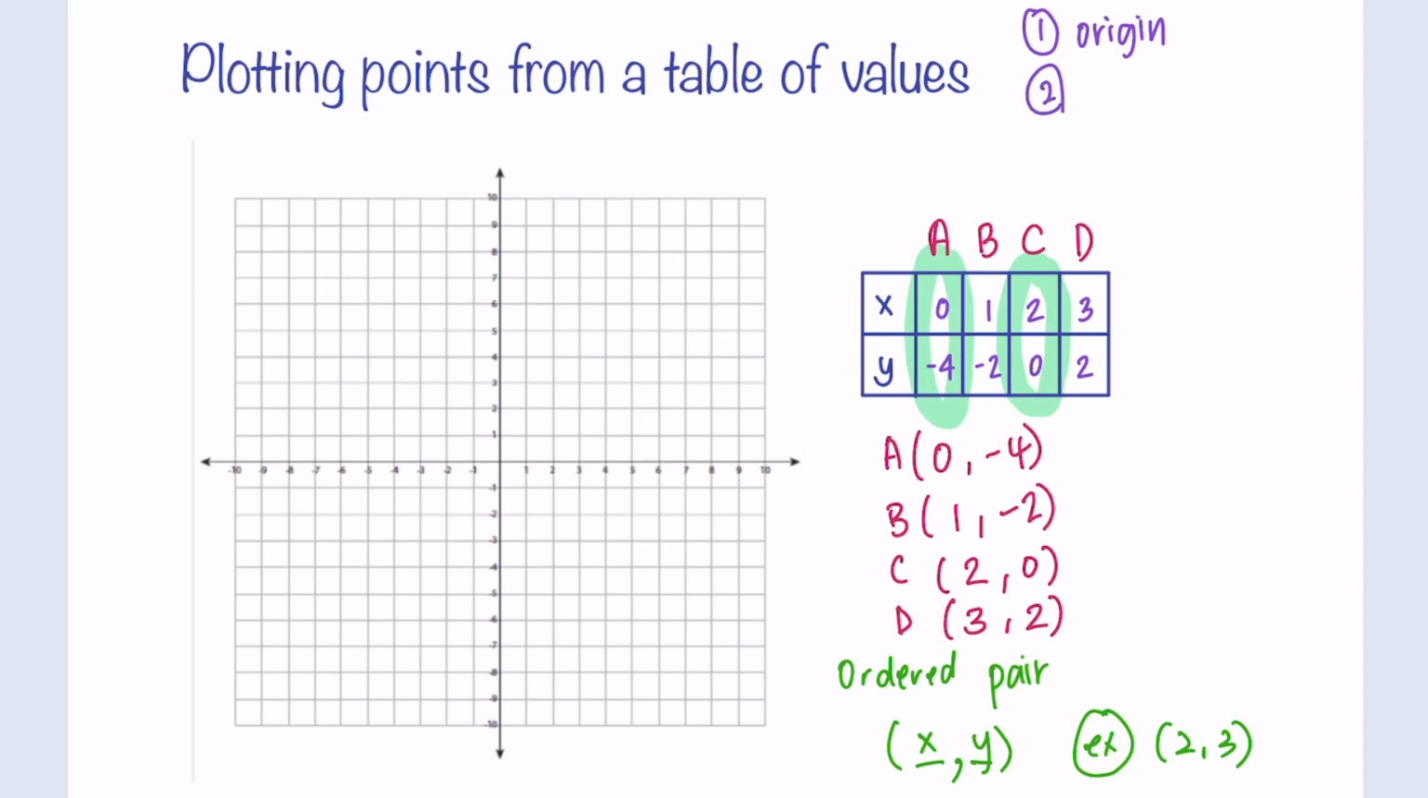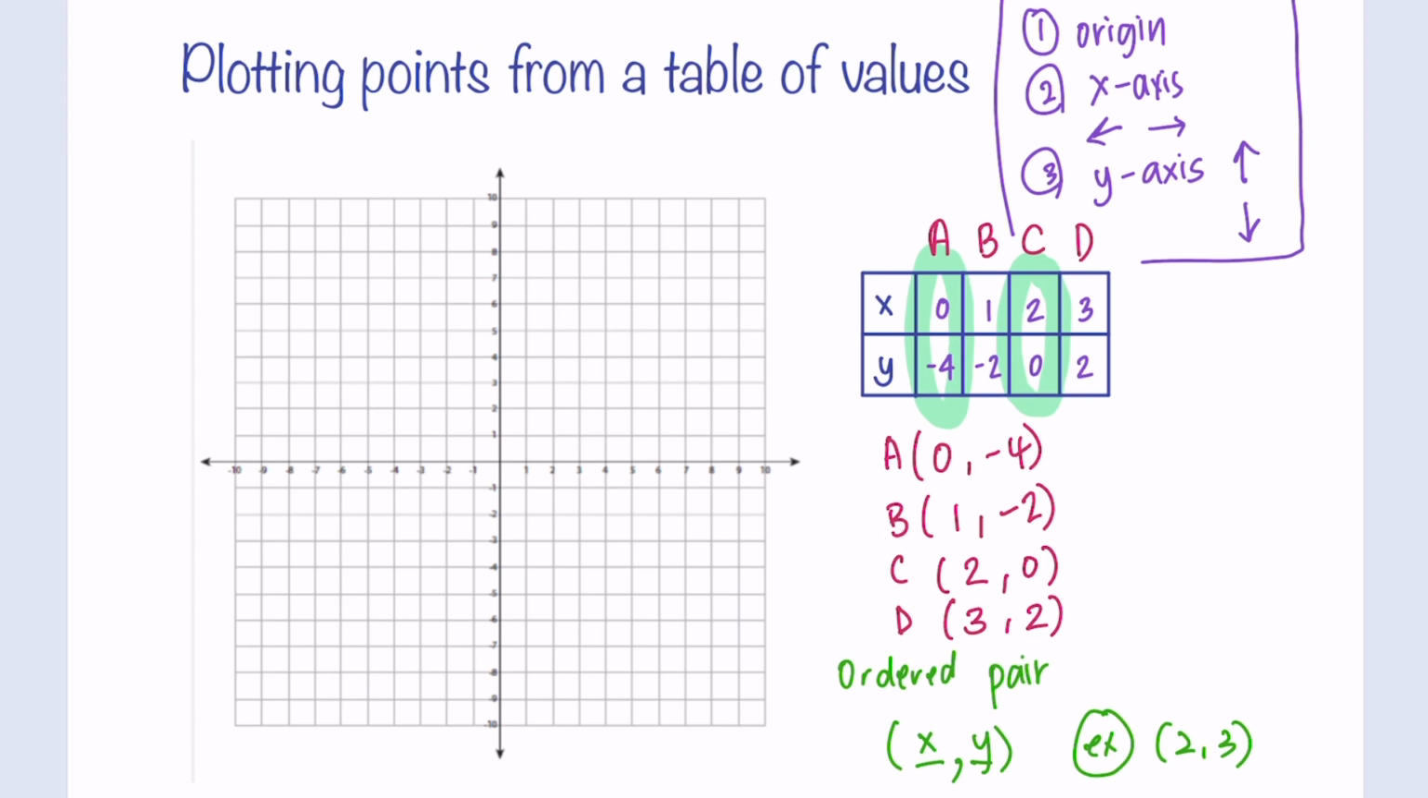Then we have to move along the x-axis. And to do this, for any positive number, we have to move to the right. For any negative number, we have to move to the left. Then we need to move along the y-axis. For any positive, we need to move up, and for any negative, we need to move down. Knowing these steps, we're ready to plot them.